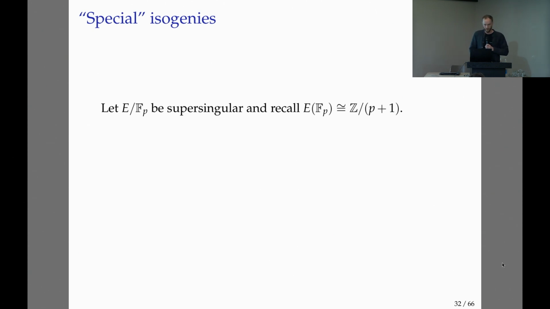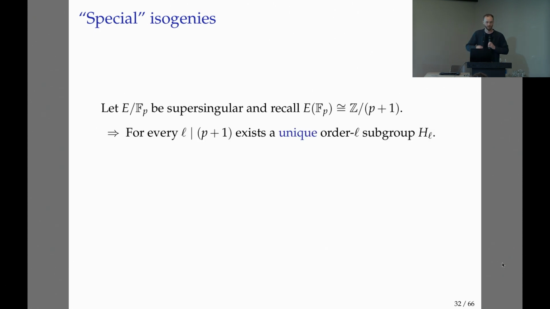What are these special isogenies? In general, this is kind of complicated to write down, but in the particular case of CSIDH, there's actually a very nice, easy description of this. So here we have a supersingular curve defined over Fp. Supersingular means there's p plus 1 points, and it's a cyclic group. So for every prime divisor L of this group order, by group theory, there's a unique order L subgroup. So this is like Lagrange's theorem, I think.